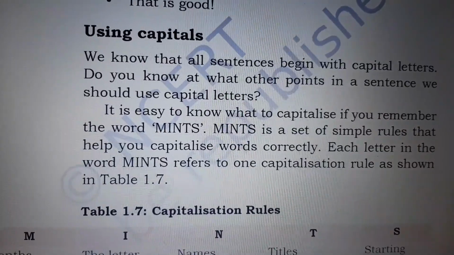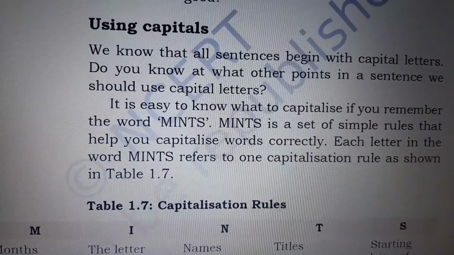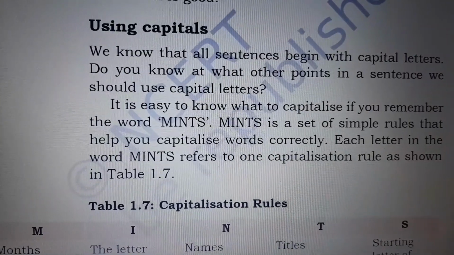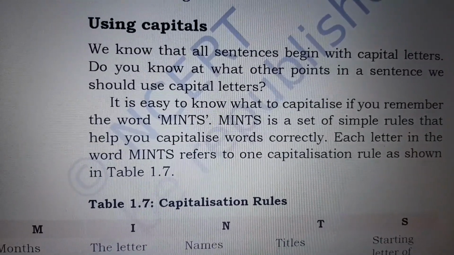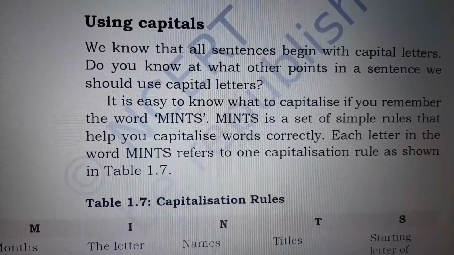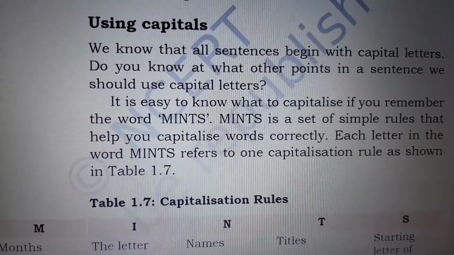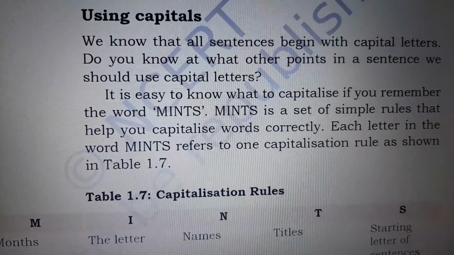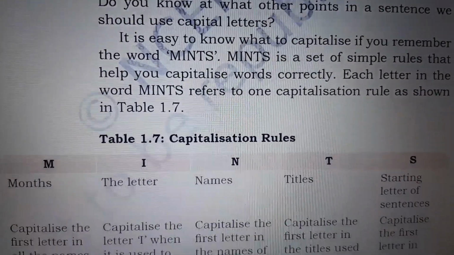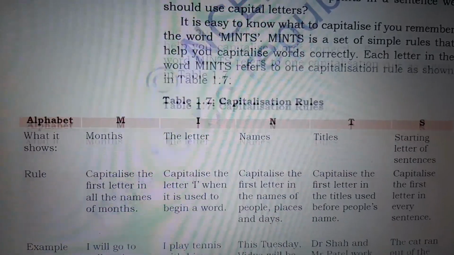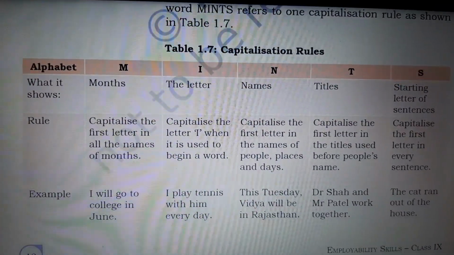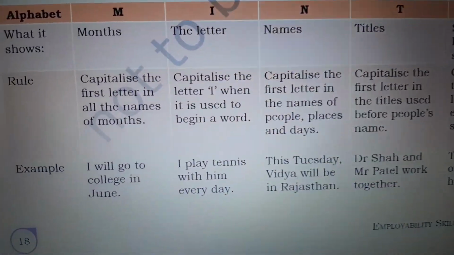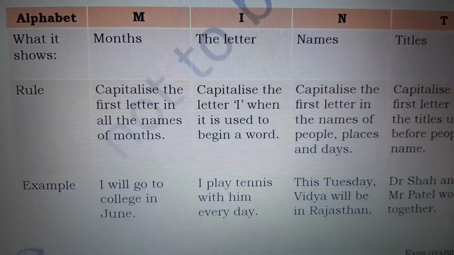Now we are going to focus upon capital letters. We know all sentences begin with capital letters, but there are a few words that we also make capital. Here is a rule: MINTS. Let us study MINTS. What is MINTS? This is the capitalization rule, and with it we will get to know which characters to make capital in a sentence.